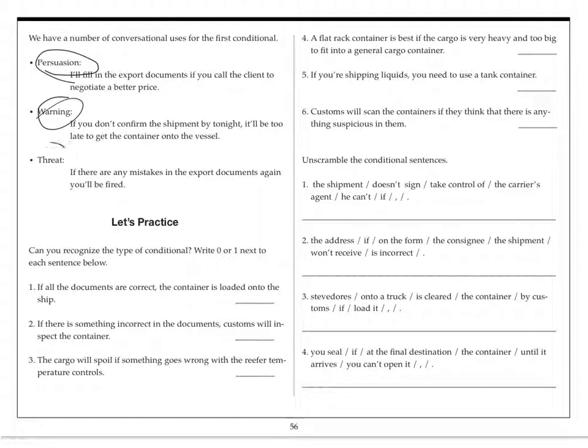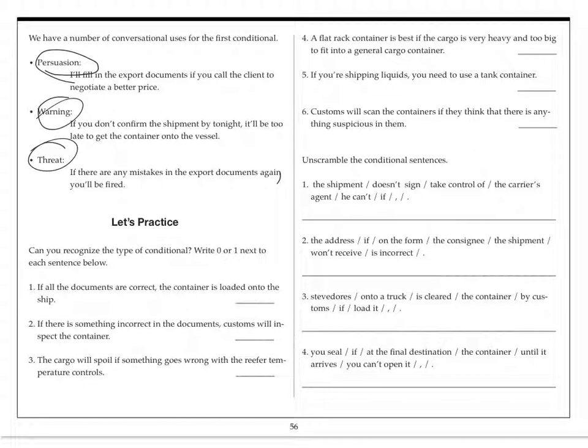And then to threaten. Right? When we want to say that there will be serious consequences for a certain action. For example, if there are any mistakes in the export documents again, you'll be fired. There should be a comma there. Okay? If there are any mistakes in the export documents again, you'll be fired. Of course, fired means to lose your job because you've done something wrong, right?